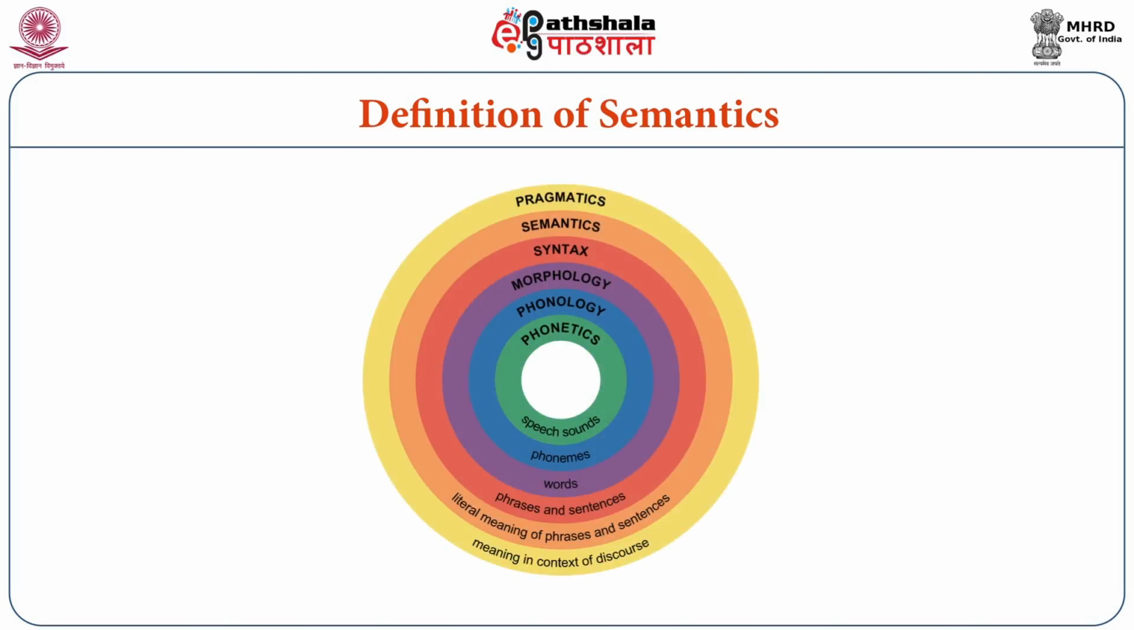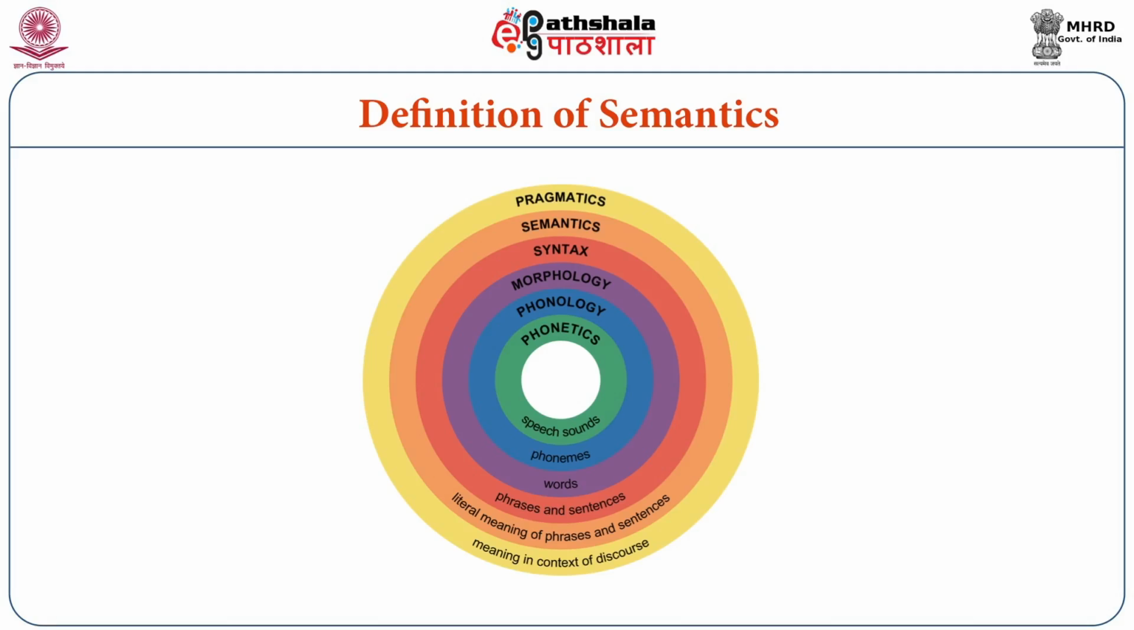Now in this diagram you can see that inside you have phonetics or the study of speech sounds, then comes phonology, then comes morphology, then syntax and finally semantics, and in the outer circle there is pragmatics. So these are all the branches of linguistics, and this is according to the order of their importance and how they come in the field of linguistics.